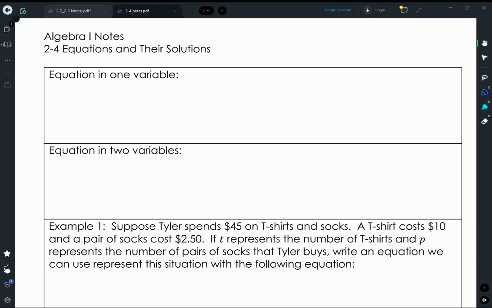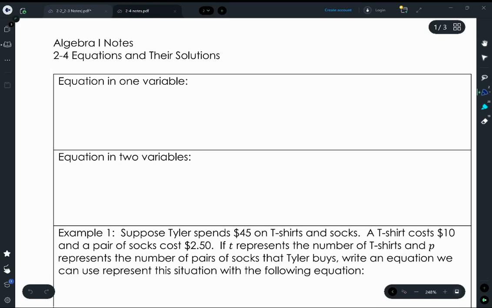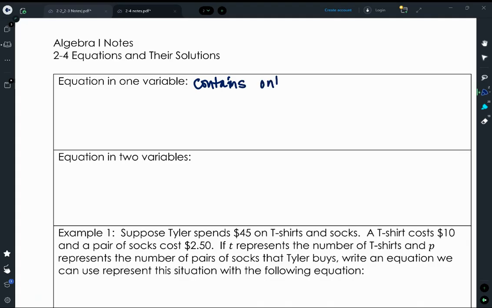An equation that contains only one unknown quantity, or one quantity that can be varied, is called an equation in one variable. So it contains only one unknown quantity. That would be like equations we solved in the last chapter.